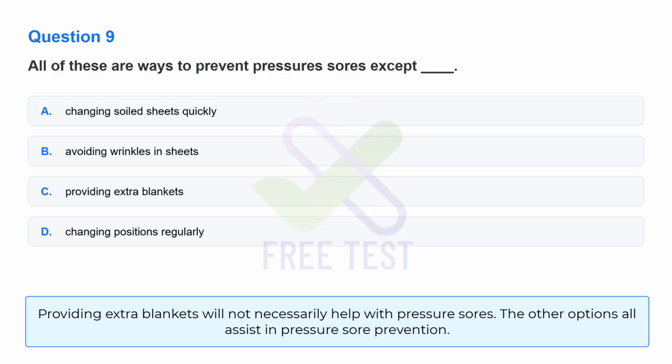The correct answer is C. Providing extra blankets. Providing extra blankets will not necessarily help with pressure sores. The other options all assist in pressure sore prevention.